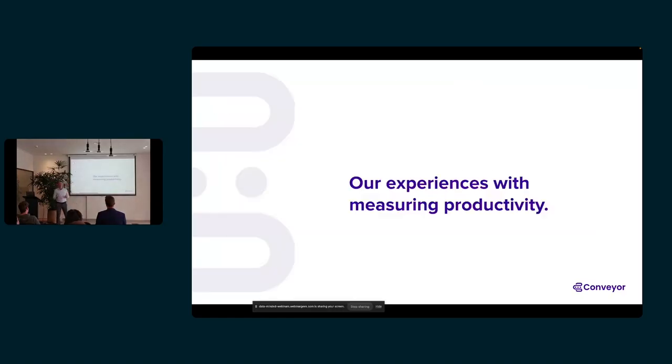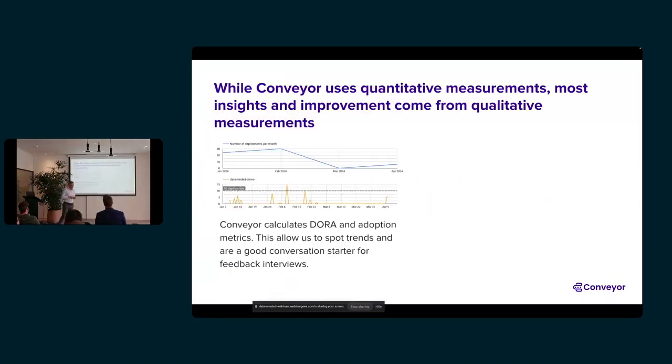So how do we measure productivity at Conveyor? And what have our experiences been? So we've done a bunch of things. So we measure DORA. DORA stands for DevOps Research and Assessment. So what does DORA measure? It measures a couple of outcomes and impacts. It measures your deployment frequency. It measures the time from a commit to get all the way into production. It measures how often deployment leads to a failure, and then how long it actually takes to resolve that failure.